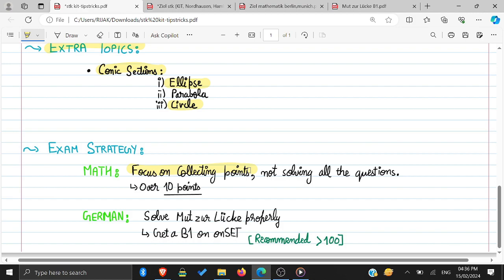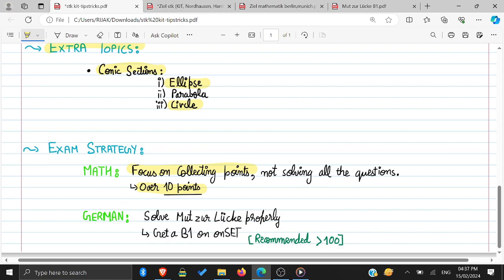Don't focus on solving all the questions, and you practice this whenever you solve Zeal. Just focus on doing the questions fast, but with accuracy. Accuracy is most important because accuracy will give you points. If you rush through the test, you don't do any question properly, you make mistakes, then it's going to be of no use, right? And for maths, as of now, as of 15th February 2024, if you get over 10 points in maths, you're pretty much secure for a seat, provided that you also pass the German test, which I will touch upon in the next point. But if you can collect more than 10 points, then it's okay, you're good to go.